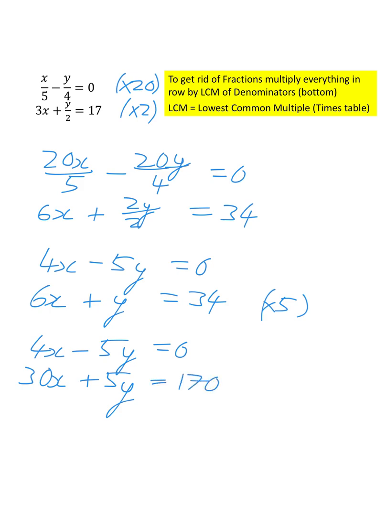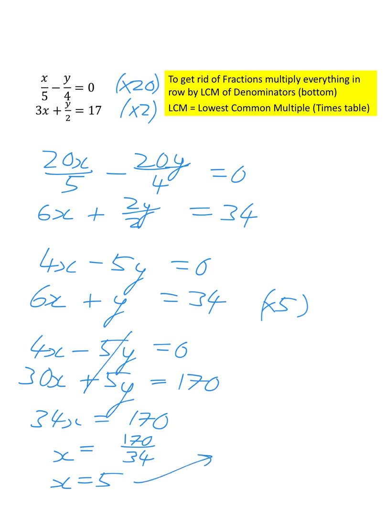Now the minus 5y and the plus 5y cancel. So 4x plus 30x, that will be 34x equals 170. So x equals 170 divided by 34. So x equals 5.